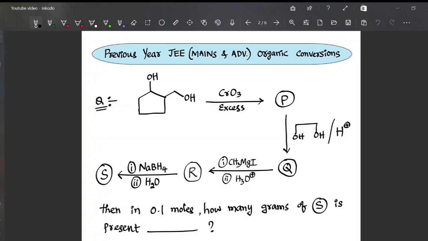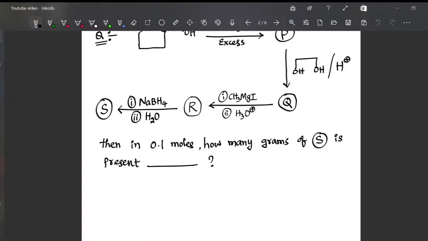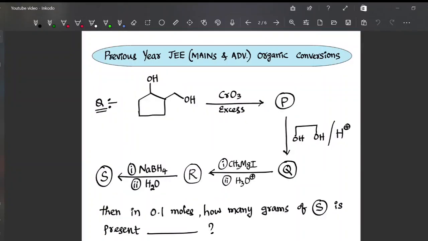compared to ketones, and then that is going to give a compound Q, and then that further reacts with Grignard reagent followed by acid hydrolysis to give R, and that final product undergoes reduction using sodium borohydride, which gives S, and we need to know the weight of that particular compound S in 0.1 moles of that. So let's start solving the question.